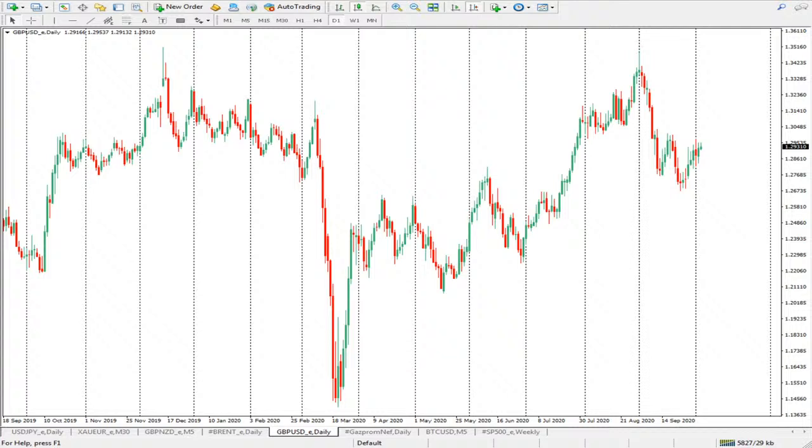Today is 5th of October, so we've just started the week. Let's see what we have on various symbols. We're going to start off with the symbol on our screen.